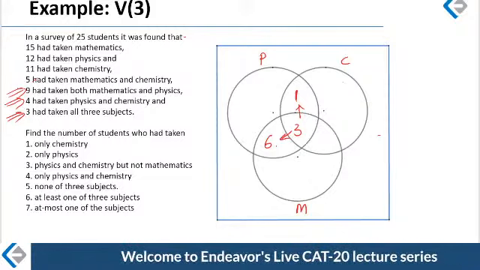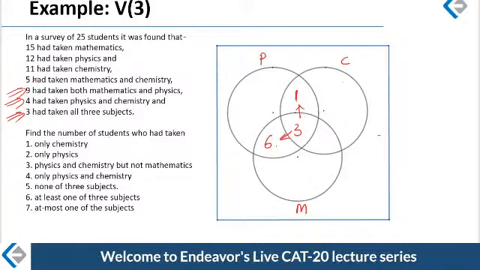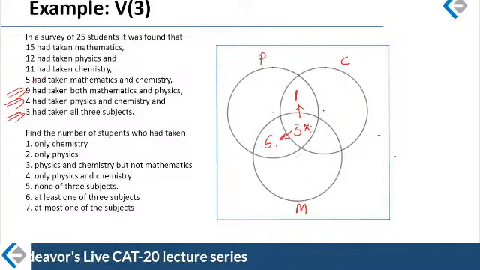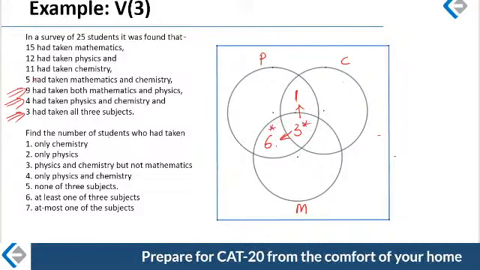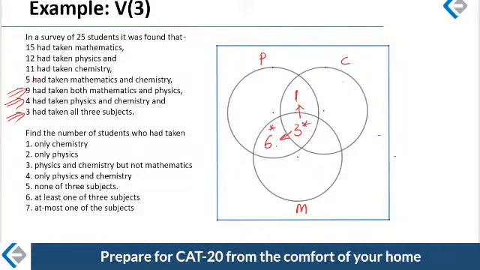9 had taken both math and physics, which means what? Math and physics should be a part of it. Now, is this 3 a part of math and physics? Of course, yes, why not? But there is a little more, where is that little more coming from? That little more is this particular circle. These two put together should be equal to 9. That's what it means. Perfect. Now go to the next one.